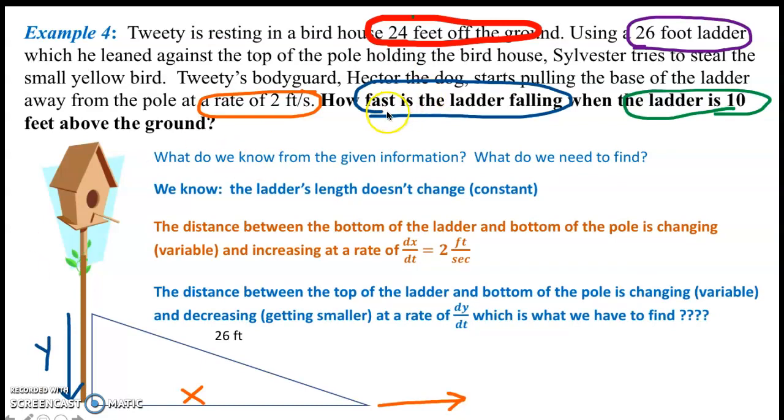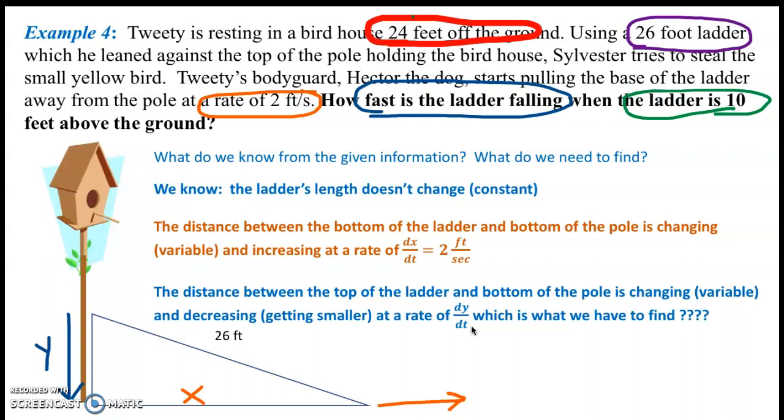So they're asking me, how fast is the ladder falling? In other words, what is falling is this way, right? When y is 10 feet. So it's asking what's the rate of change of the vertical distance between the top of the ladder and the bottom of the pole. This is what we're asked to find.